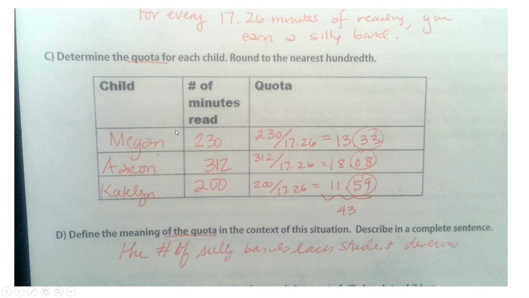All right, the next step in the process is to determine the quota. So remember, you take each individual class size, which in this case would be the number of minutes that each student read, and divide them by the ideal ratio. And it gives us the exact amount of silly bands that the students deserve, but we know that's silly because we would never cut a silly band up. But this would total up to exactly 43. So the quota describes the number of silly bands each student deserves.